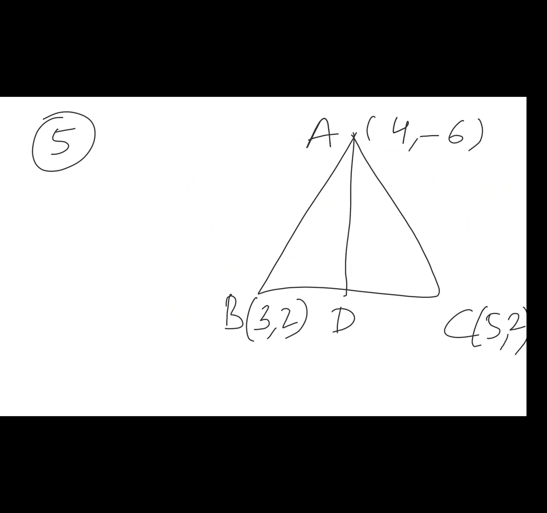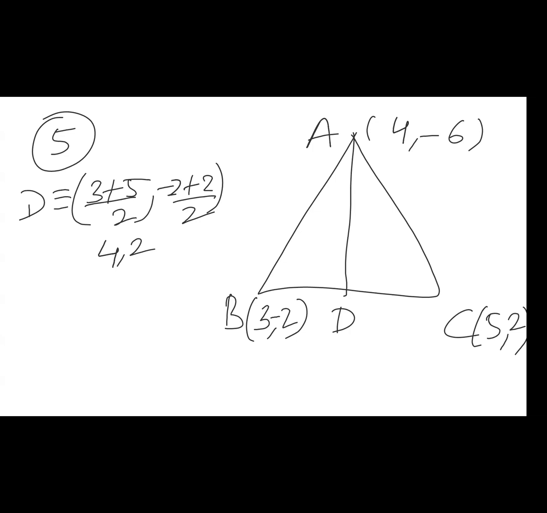And suppose this one is the median. So the median bisects BC, correct? AD bisects BC. So what is the coordinate of D? D will be 3 plus 5 by 2, 2 plus 2 by 2, right? So this becomes 4, 2. Okay, wait. This is -2. So this becomes 4, 2, right? Yes, sir.